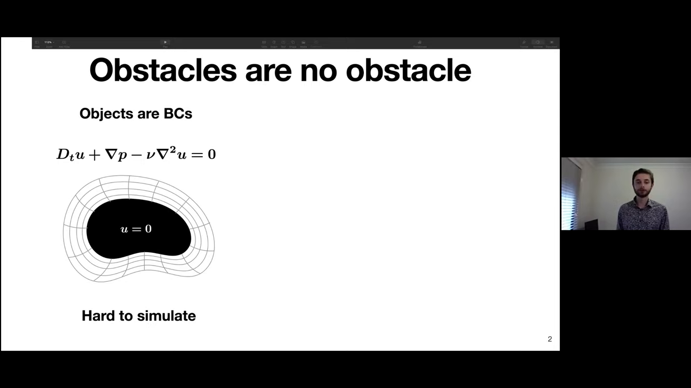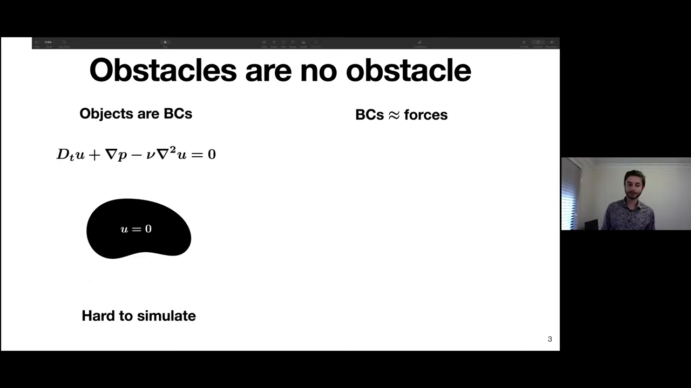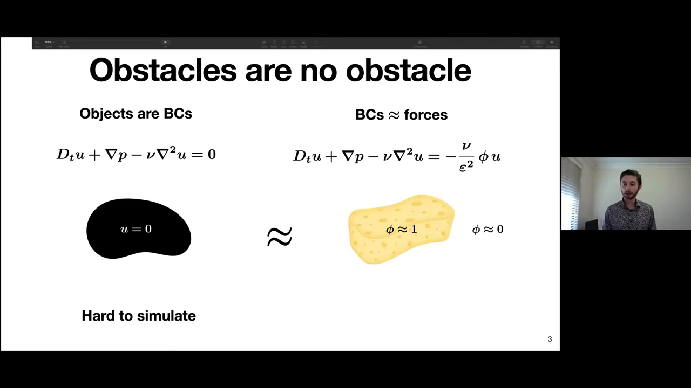A way around this is to approximate these boundary conditions instead as forces. Rather than dealing with the no-slip boundary condition, we can add a new term into our equations. Zoom is a little bit in my way right now, it's actually obscuring part of the screen. So we put a new term into the equations, which just says that when you're inside the object, which is now represented by a function phi, which is zero in the fluid and one in the solid, inside the solid you damp strongly with linear damping.